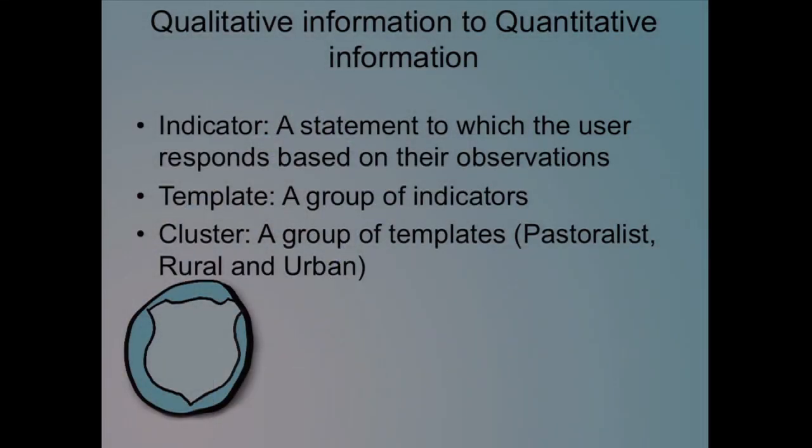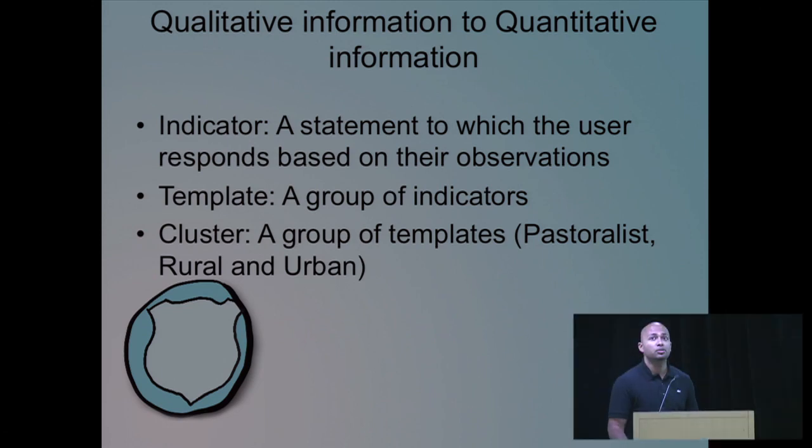Qualitative information to quantitative information. So this is just some of the lingo that I might be using. An indicator is a statement which the user responds to based on observation, and a template is a group of indicators, and a cluster is a group of templates, okay? So we won't be getting into that too much right now, just because of time. But that's sort of the structure.